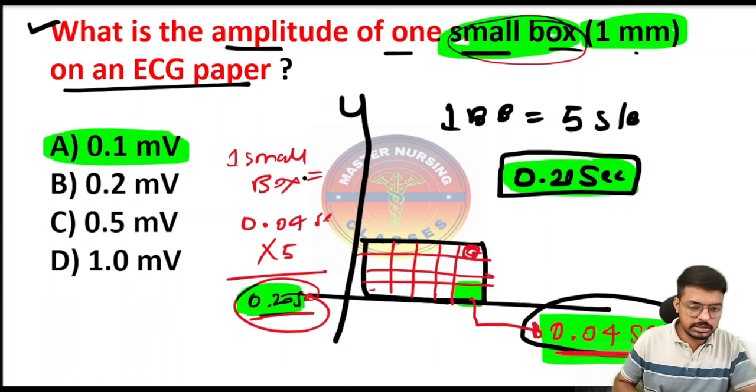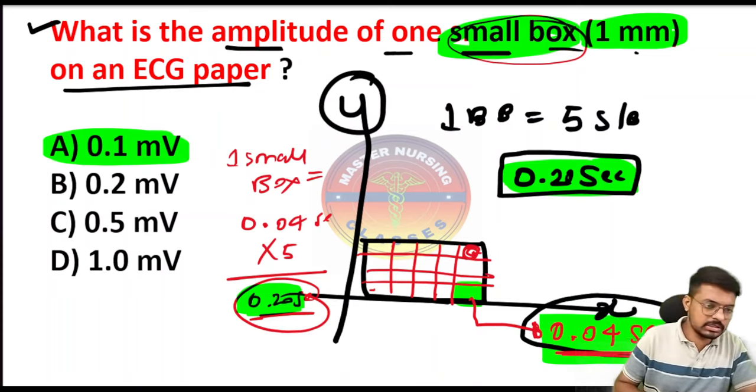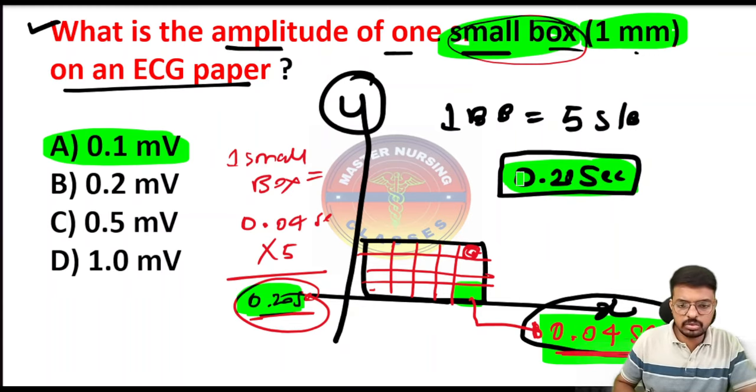So the examiner asked the question: the amplitude will be taken on the y-axis and the time duration will be taken on the x-axis. The time taken to cross one big box is 0.20 seconds. The time taken to cross one small box is 0.04 seconds. It's very important. This is all about a very basic thing on the ECG.